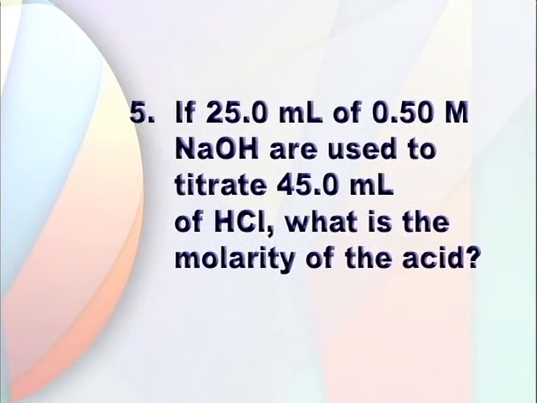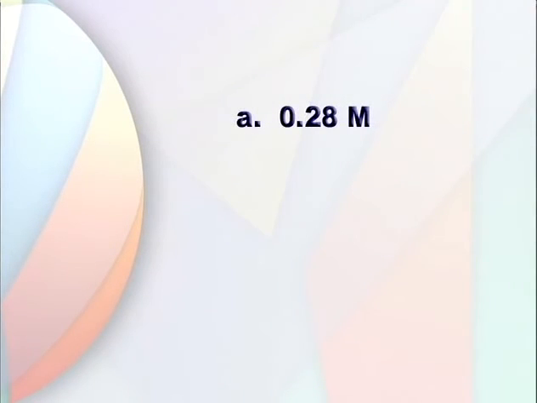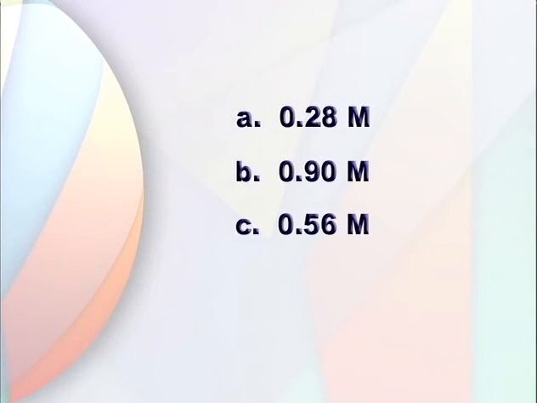You'll need your math hat for number 5. If 25.0 milliliters of 0.50 molar NaOH are used to titrate 45.0 milliliters of HCl, what is the molarity of the acid? A. 0.28 molar. B. 0.90 molar. C. 0.56 molar. D. 0.14 molar.